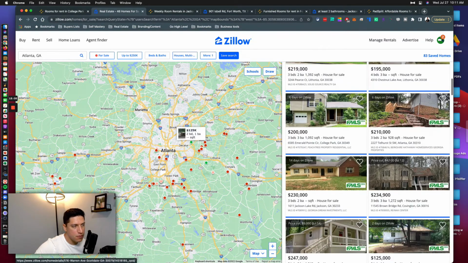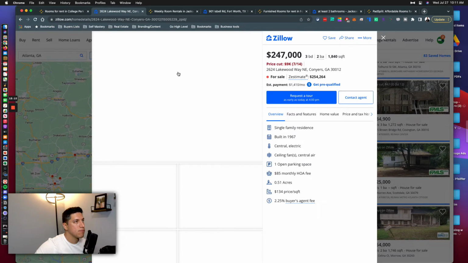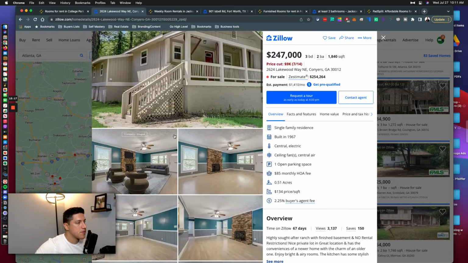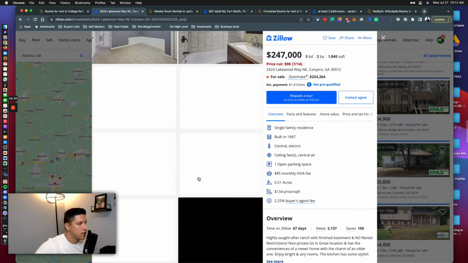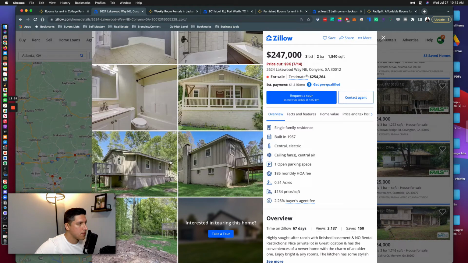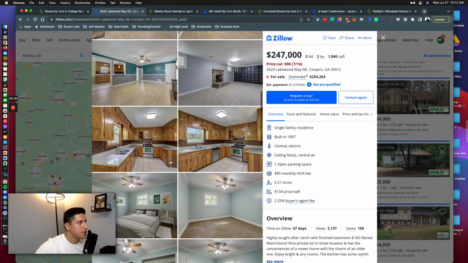And where is your other Conyers? Let's see this one. So yeah, this one's really nice. You can see prices are definitely getting cut. So this is a split level home.